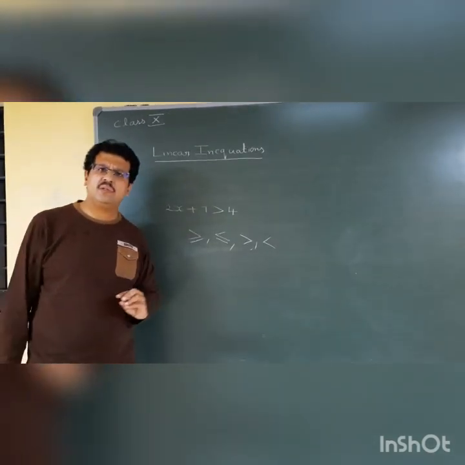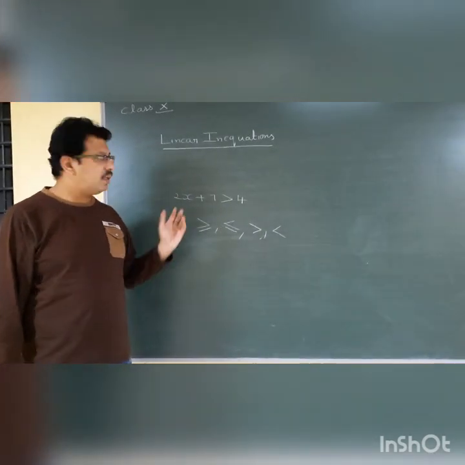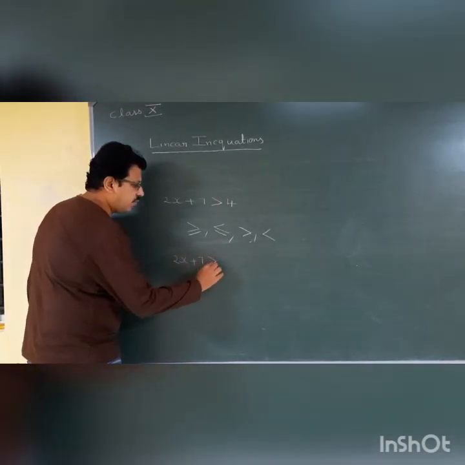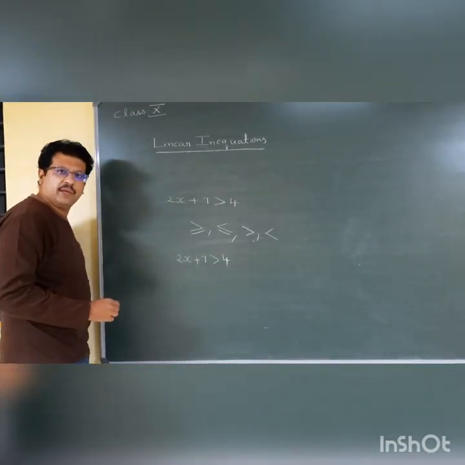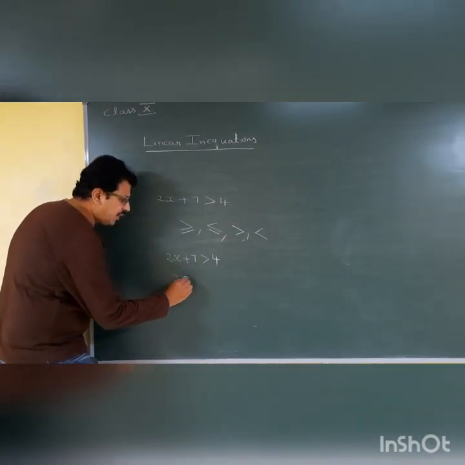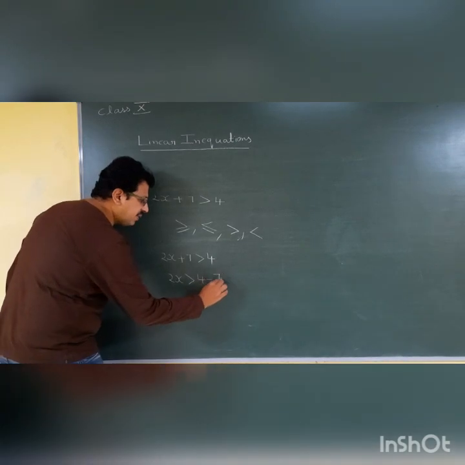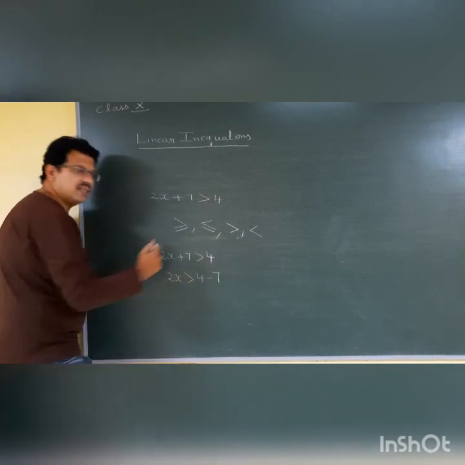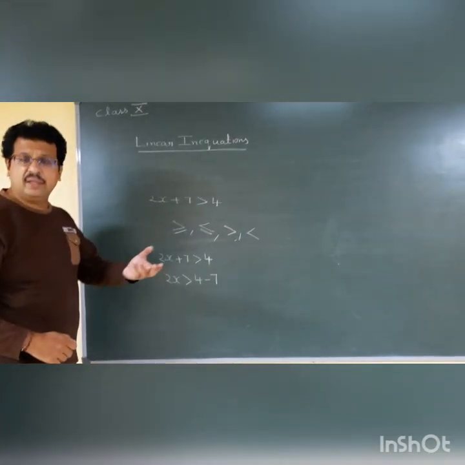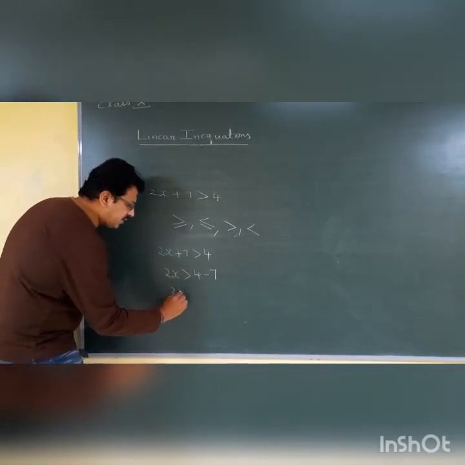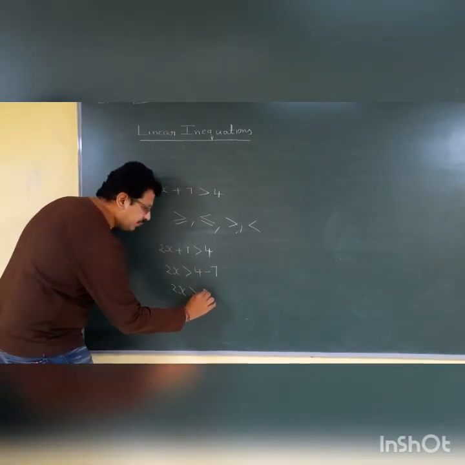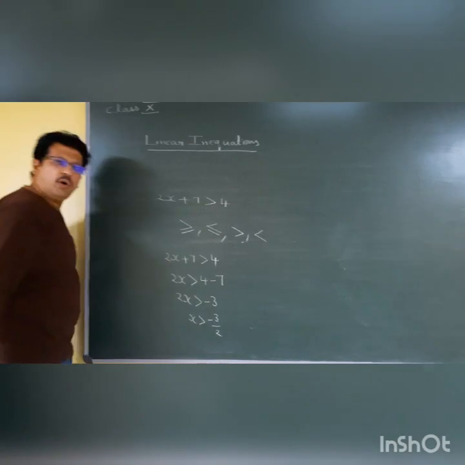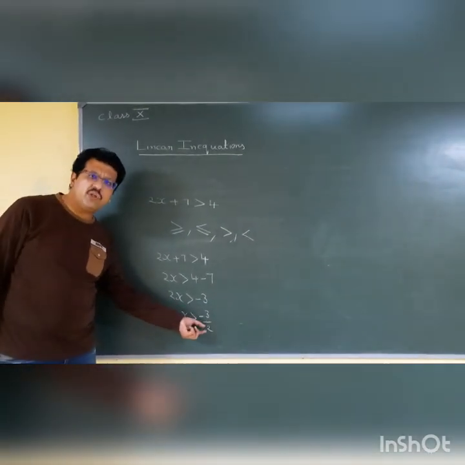You do the problems the same way as in a linear equation. Let me take 2x plus 7 is greater than 4, the same example. I can write this as 2x is greater than 4 minus 7. The 7 goes to the right hand side and becomes minus 7, the same way you do a linear equation. Then 2x is greater than 4 minus 7, which is minus 3, and x is greater than minus 3 by 2.